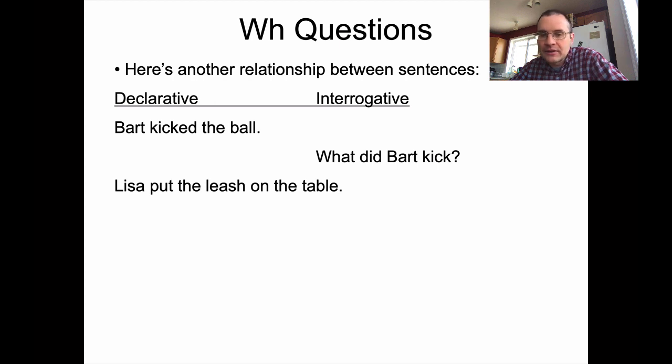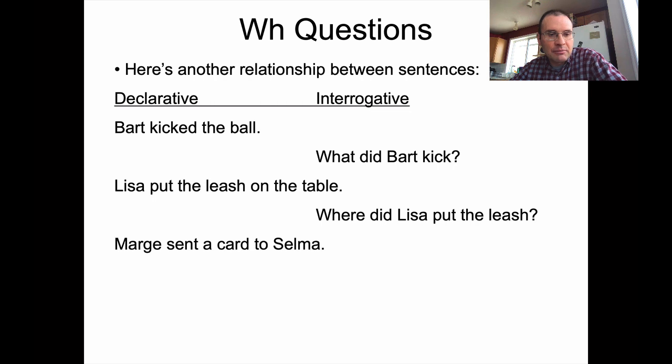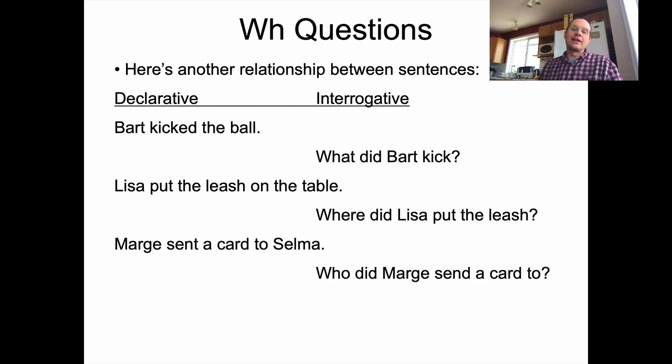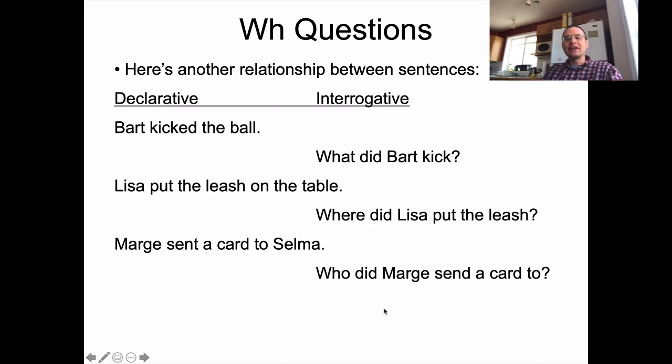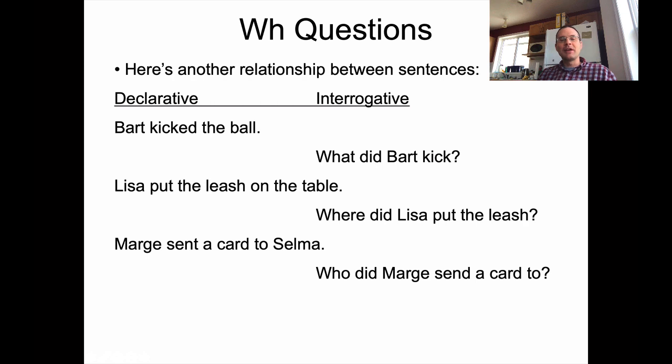So Lisa put the leash on the table. Where did Lisa put the leash? We also have Marge sent a card to Selma. Who did Marge send a card to? And I'll pause here and say, maybe if you're speaking really formal English, you might prefer to say, to whom did Marge send a card? But I think most people, when saying this sort of question, would just say, who did Marge send a card to? We'll just focus on this type of structure for now.